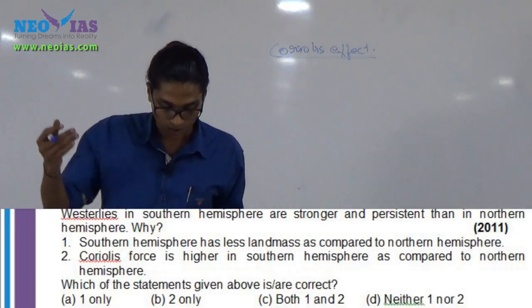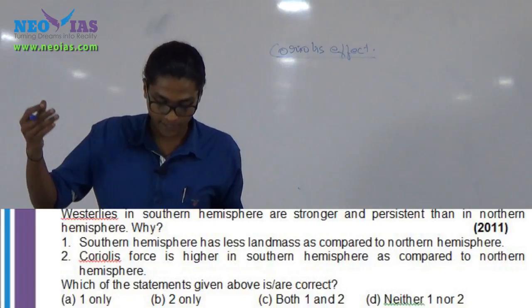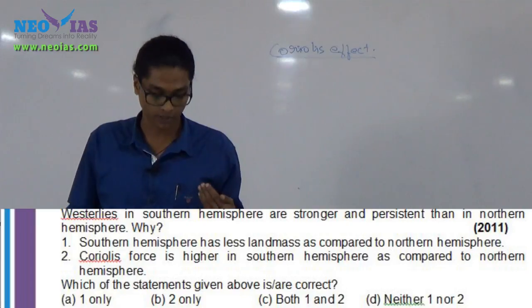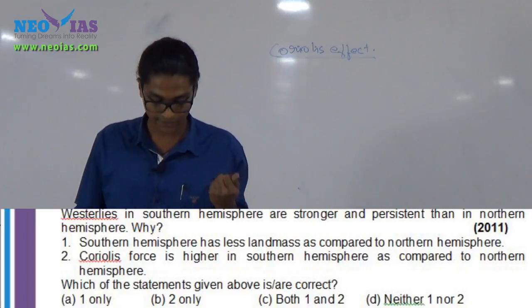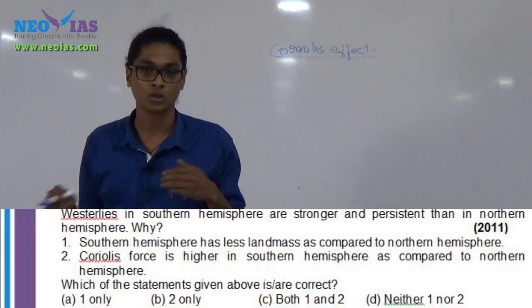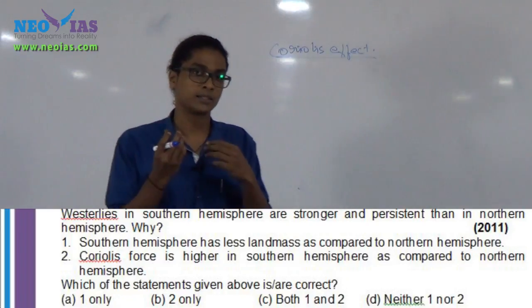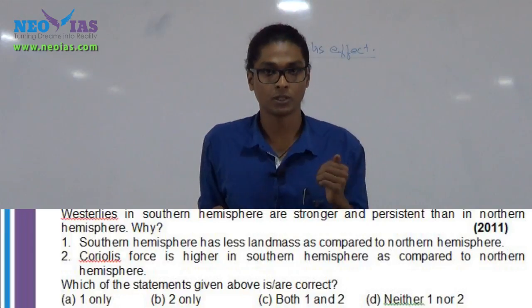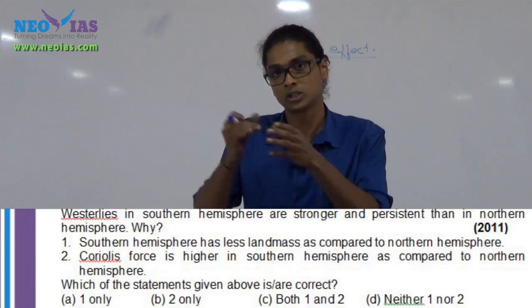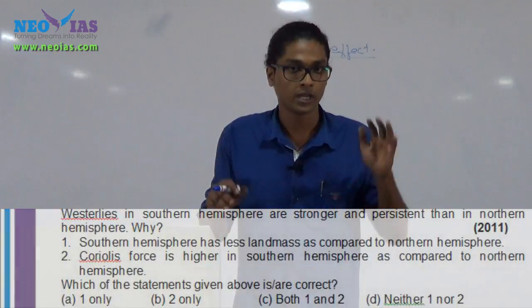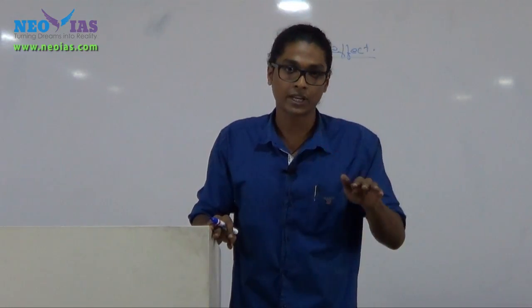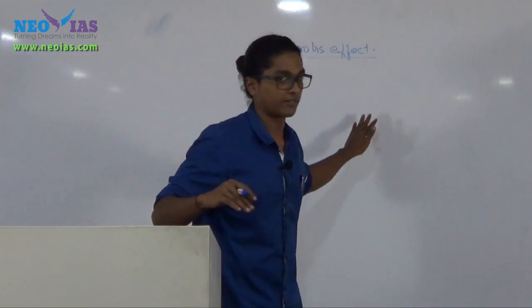Okay. Now the first statement: the southern hemisphere has less landmass as compared to the northern hemisphere. It is true, right? Now go through the second one. Coriolis force is higher in the southern hemisphere as compared to the northern hemisphere. So just imagine, does Coriolis force change according to the hemispheres? No, it is only under the influence of the rotation of the earth. The landmass, the gravitational force or any other forces don't cause the Coriolis effect.